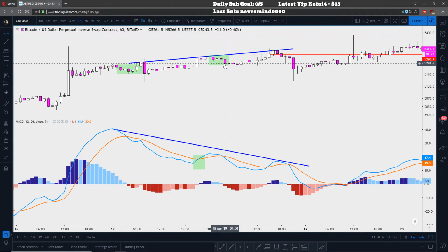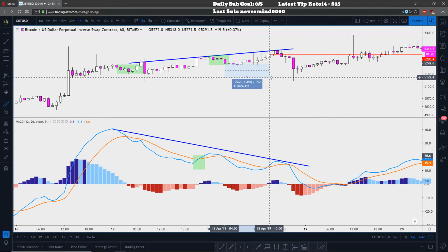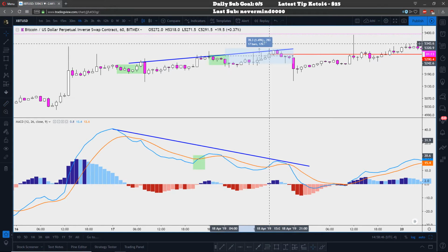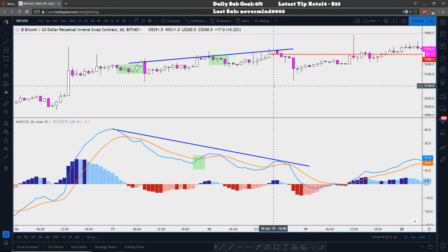If you would have taken the cross down on this candle, you would have shorted here. You would have only been up 0.38%. You would have had a drawdown of 1.5%. That's a terrible trade. It's a terrible trade. You basically had a 5-to-1 drawdown.